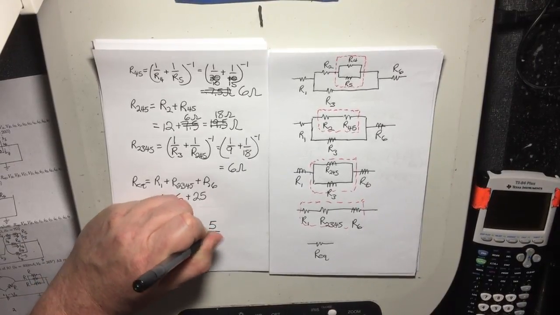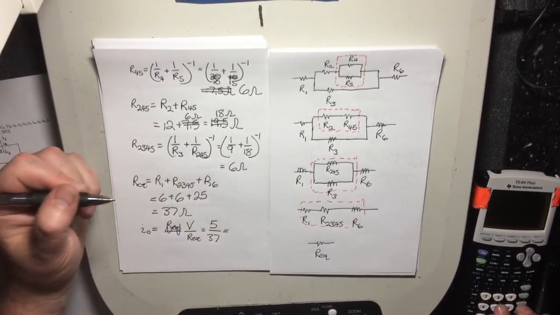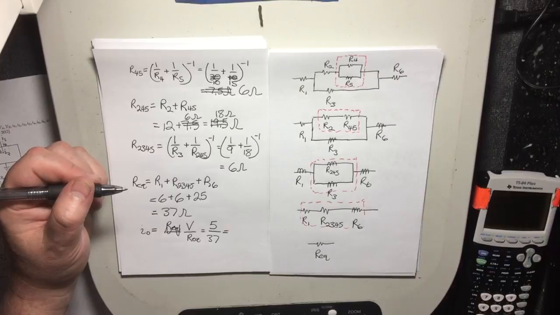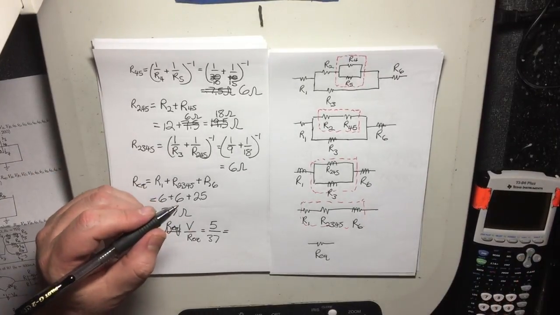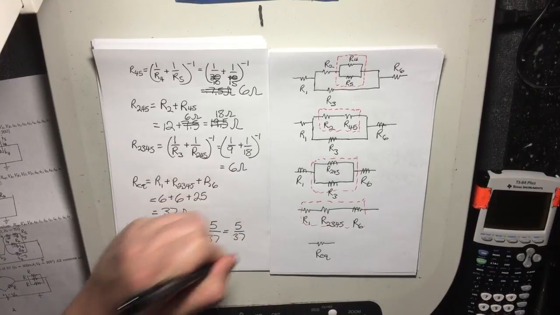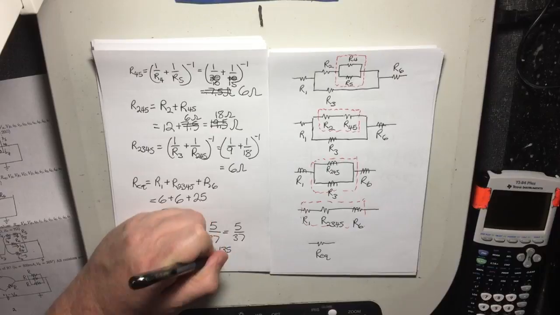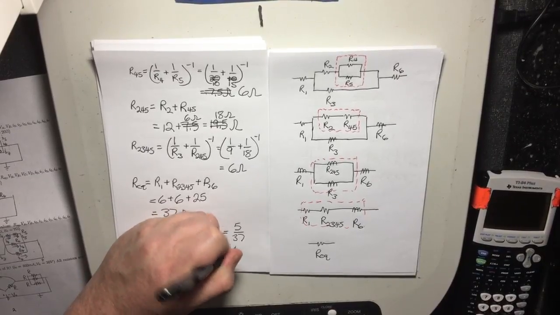V of the battery is 5, REQ is 37. So the total current is 5/37. We need that information, or 0.135 repeating amps.